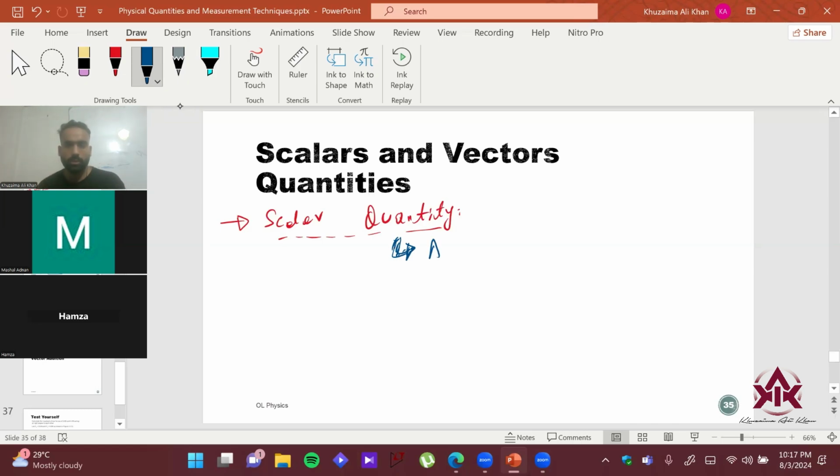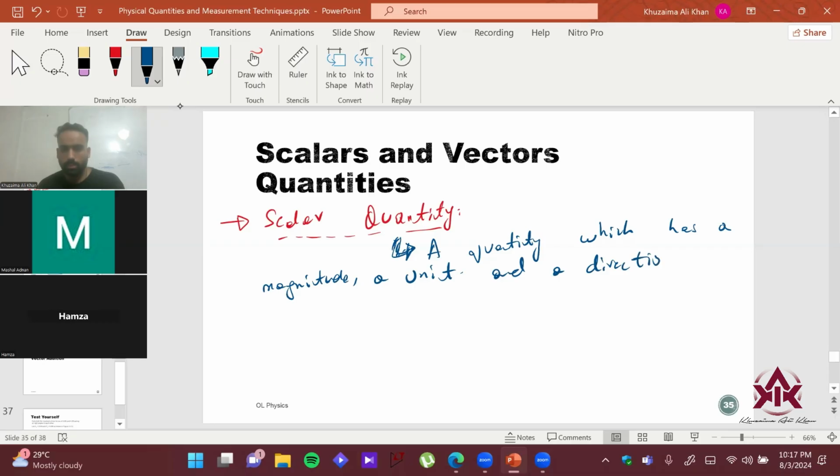So a scalar quantity is a physical quantity which has a magnitude, a unit, an SI unit, and no direction, sorry, not direction, no direction. So these three things are basically available, and so it's called a scalar quantity.